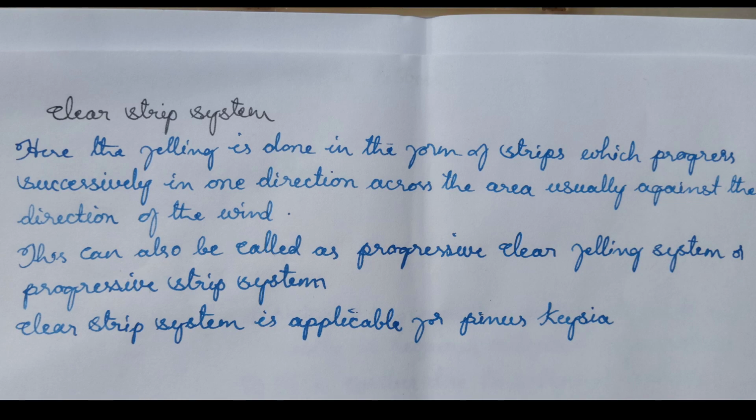Now coming to the clear strip system. Here the felling is done in the form of strips which progress successively in one direction across the area, usually against the direction of the wind. This is also referred to as a progressive clear felling system or progressive strip system. Clear strip system is applicable for Pinus caesia.